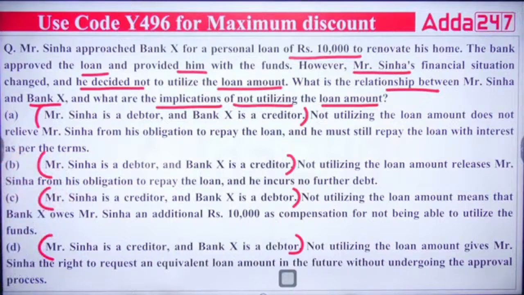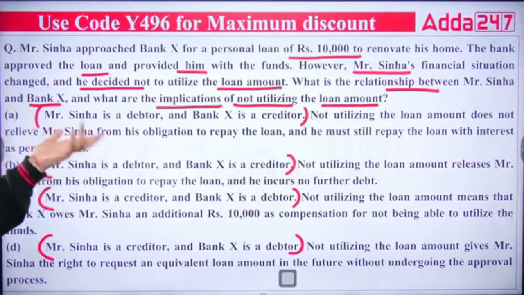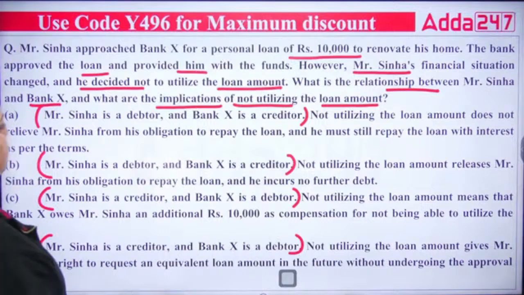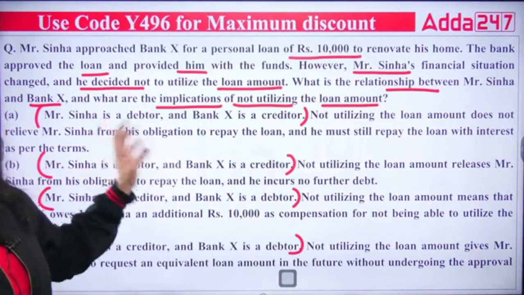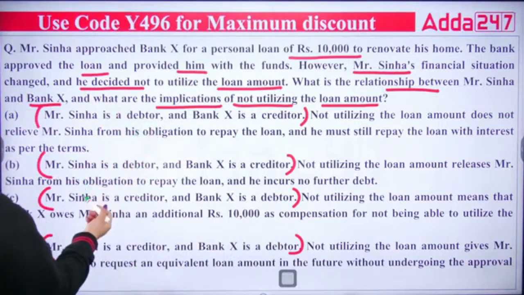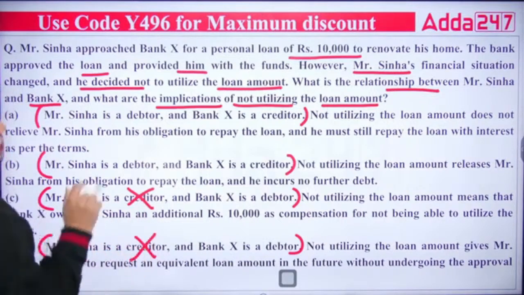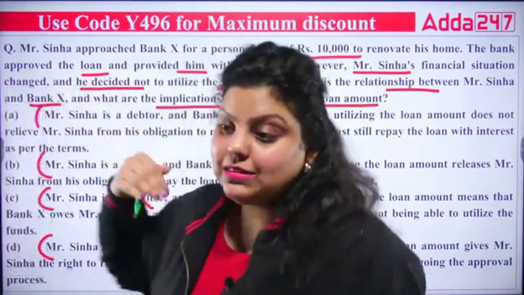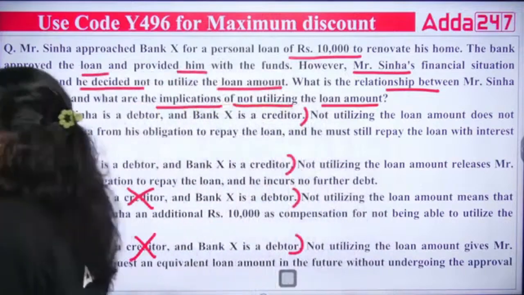Okay. So question is saying Mr. Sinha approached bank. For what? For a personal loan of how much amount? 10,000 to renovate his home. So Mr. Sinha is taking loan. It means Mr. Sinha is what? He is borrower and the bank is a lender. If Mr. Sinha is borrower, it means Mr. Sinha should be debtor. So the first is saying debtor, second is saying debtor, the third is saying creditor, it will not be right. The fourth is saying creditor, it will not be right. Because Mr. Sinha is taking loan. If he is taking loan, he is the borrower. So he is the debtor. Okay. So it can be either A or B.